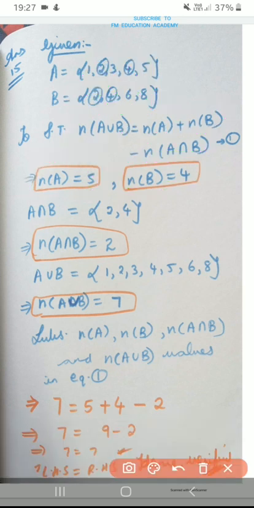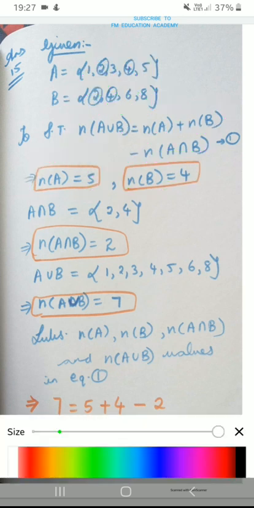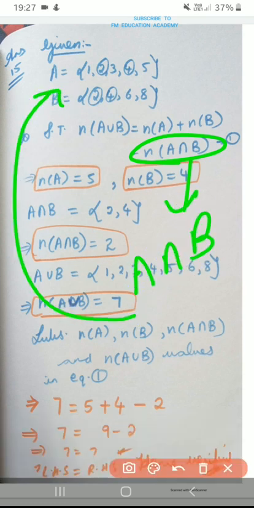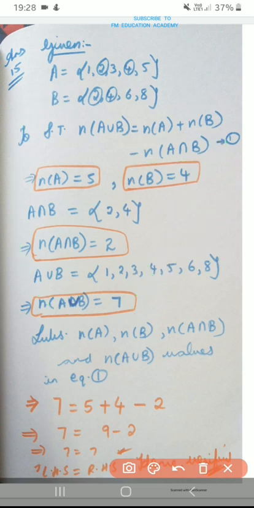Now, I also need the value of n of A intersection B here. But do I know what A intersection B is? No, it's not given. I have to find it out from this. A intersection B means the elements which are common to A and B. So what are the elements which are common to A and B? 2 is common in both A and B, and also 4 is common in both A and B.